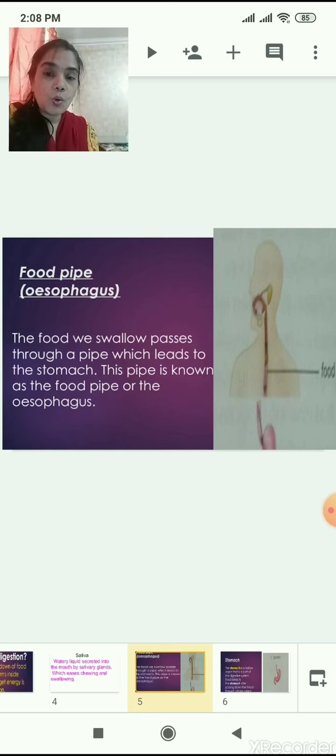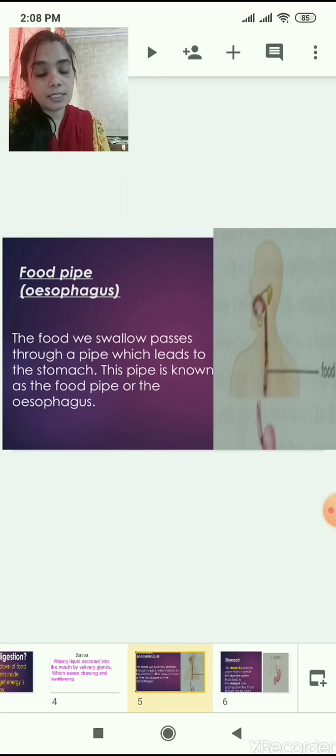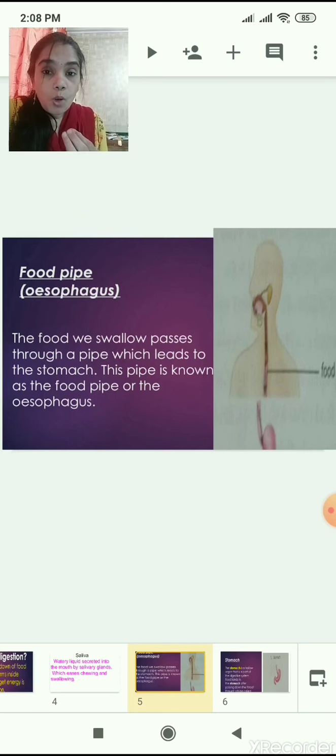We also discussed what happens to the food that enters our mouth. Our mouth is called the oral cavity or buccal cavity. Can you see what is present inside our mouth?